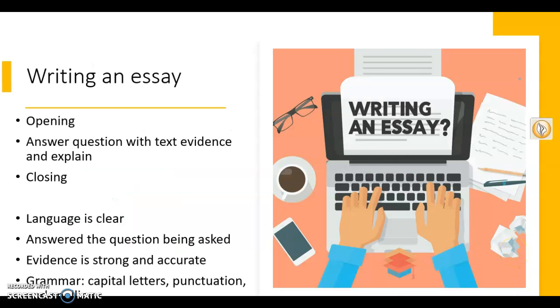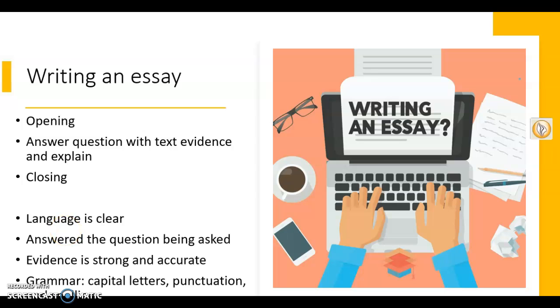So when writing an essay, let's remember the important parts that every essay must have. Every essay must have an opening sentence. Every essay needs to make sure that it has answered the question with text evidence as well as explaining your thinking. And finally, it's important to make sure that you close your essay so the reader knows that you have finished the assignment. It's also important before submitting any essay that you make sure that the language and words that you want to use is clear.